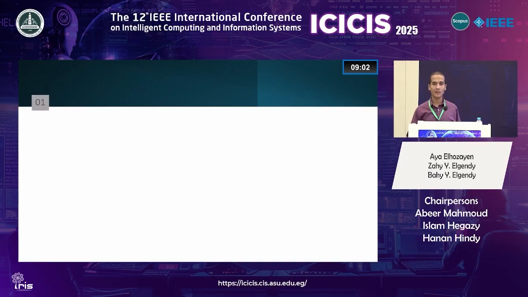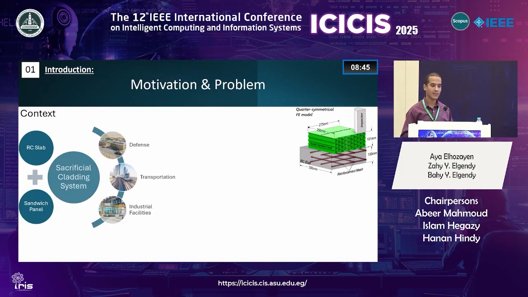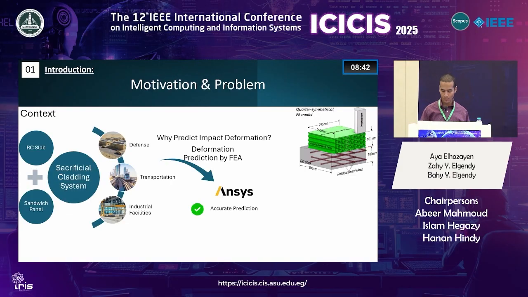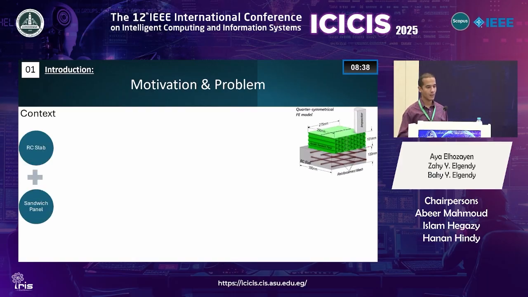Starting with the introduction: why is our study unique? Our study is unique because it showcases an AI application in an interdisciplinary field, combining civil engineering as well as mechanical or materials engineering. Our context here is a protective system consisting of an RC slab with an auxetic sandwich panel above it, as you can see on the right here.